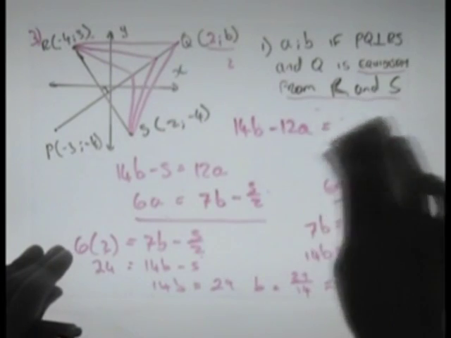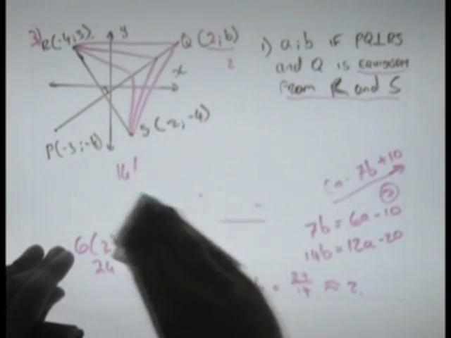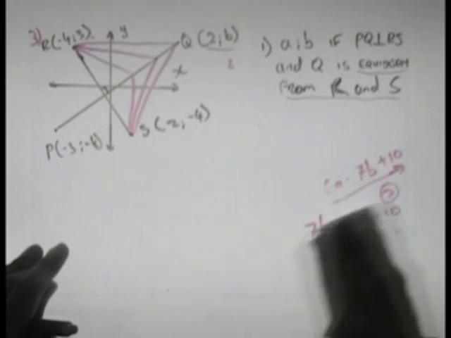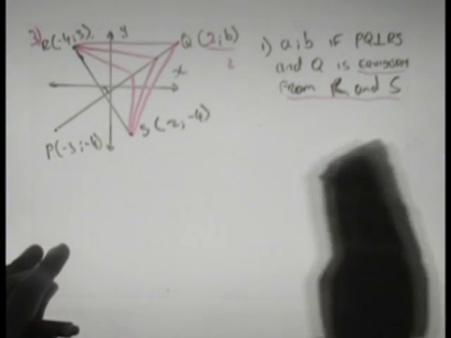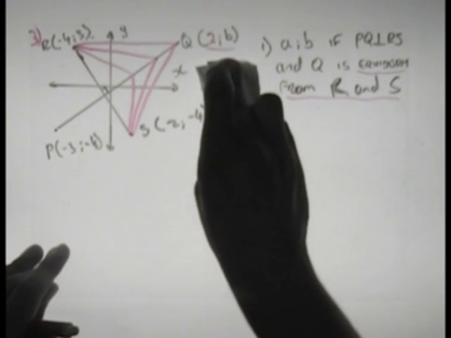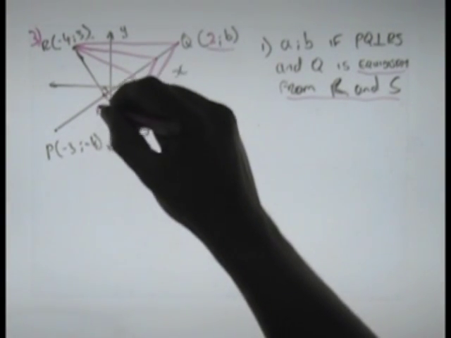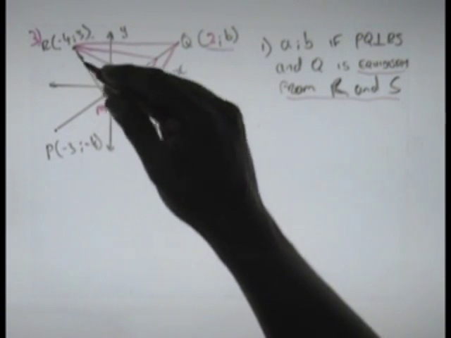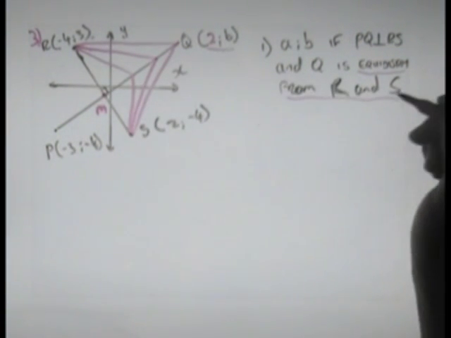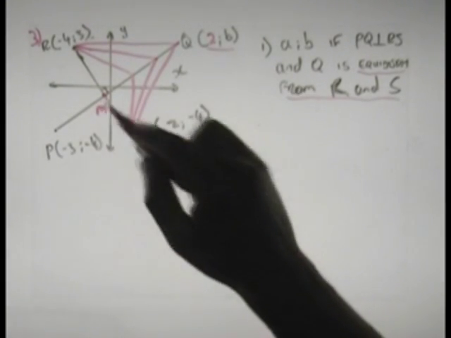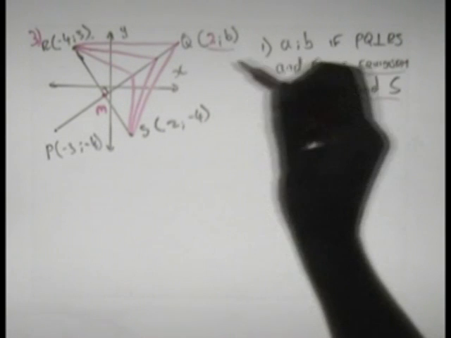The next question asks, does PQ bisect RS? Well, let's look at the point of intersection M. Is M the midpoint of RS? Or rather, does the midpoint of RS fall on PQ?